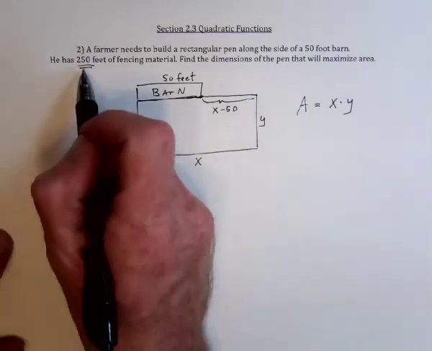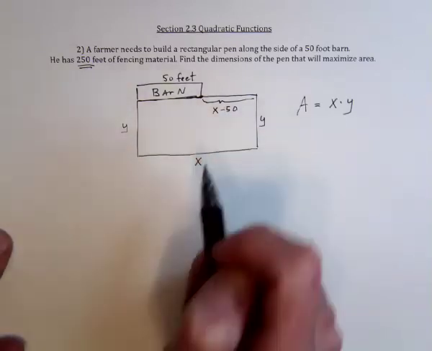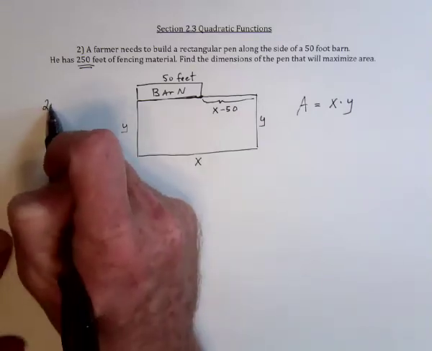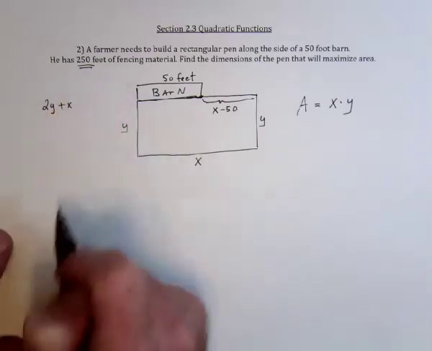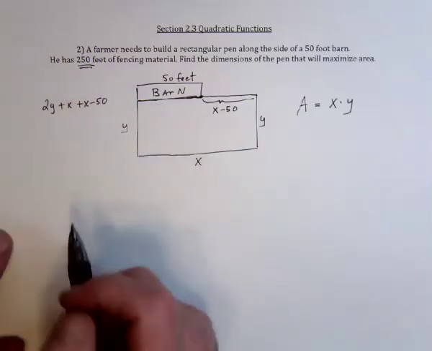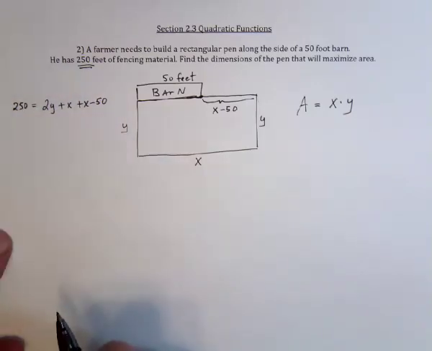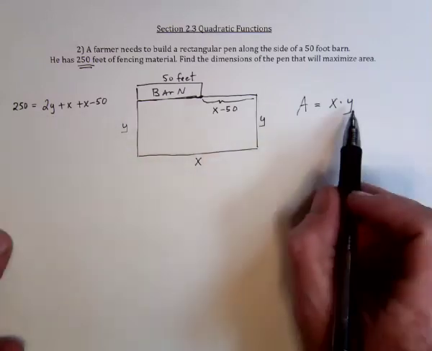Okay, so now go back to this 250, and if we add up these four sides, that has to be a total of 250. So we've got two y's on the left and the right, plus an x, plus an x minus 50. And all of that needs to equal 250 total. Now what we can do is solve for y. When we get our expression for what y is equal to, we can then take that and substitute over here.